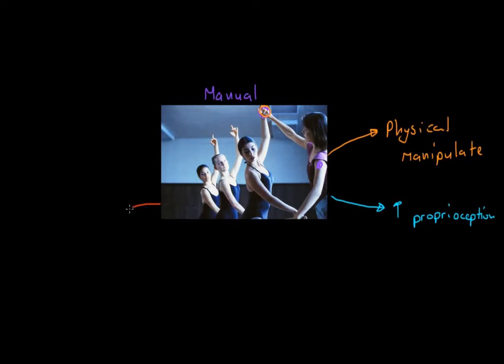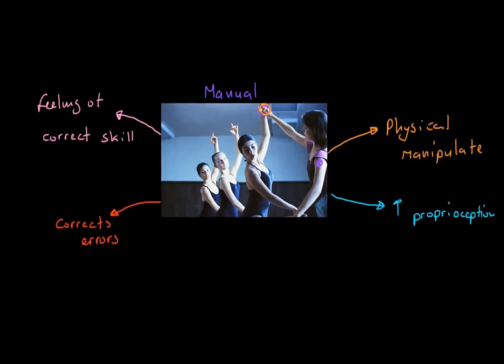As I said already, it also helps to correct errors. So it helps to correct errors. Okay, so that is very useful. And finally, as I've said already with this proprioception point, it gives us the feeling of the correct skill. So even if we're not at that point ready to perform the skill correctly ourselves, we can get the feeling of the correct skill because we're put into the correct position, if that makes some kind of sense to you. So that's our manual guidance.